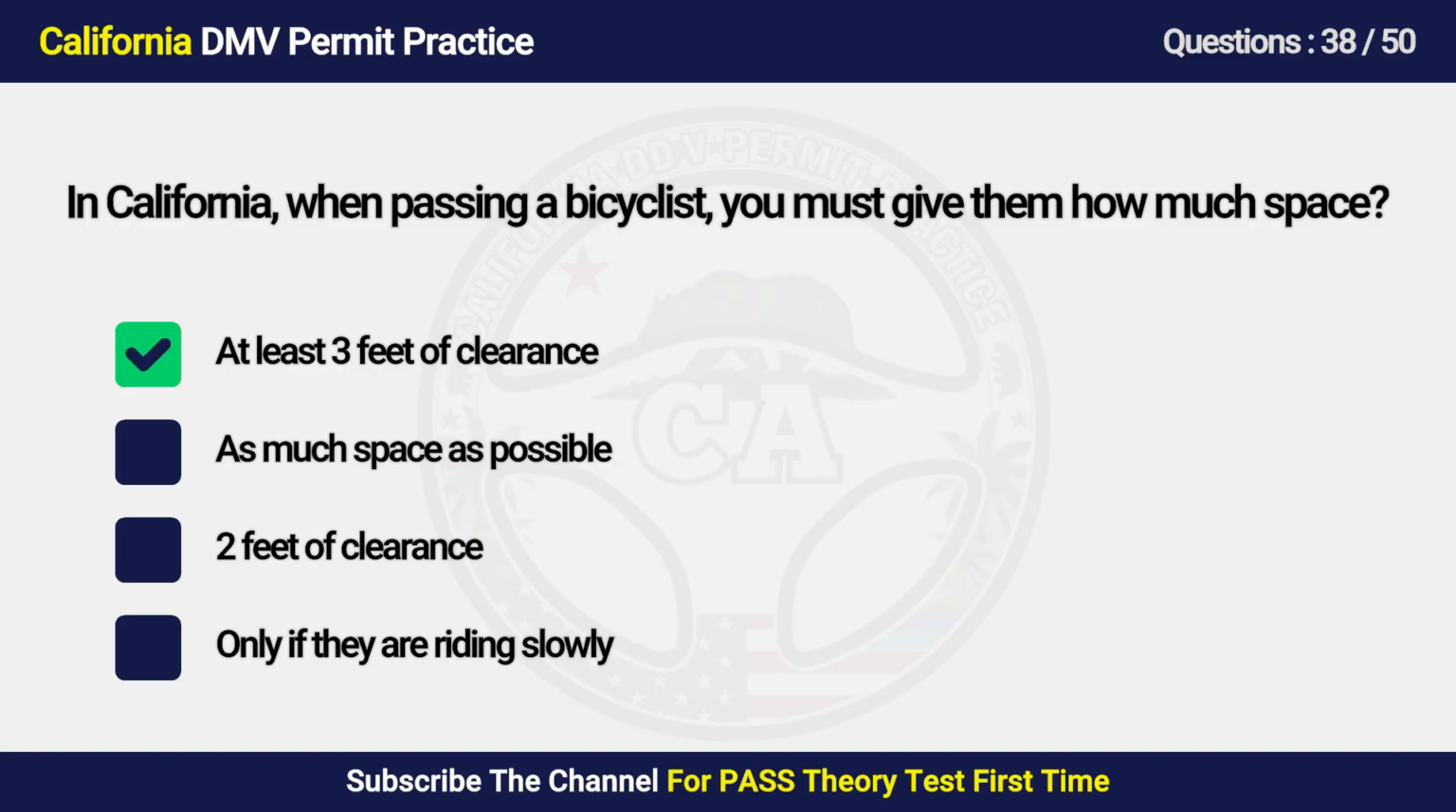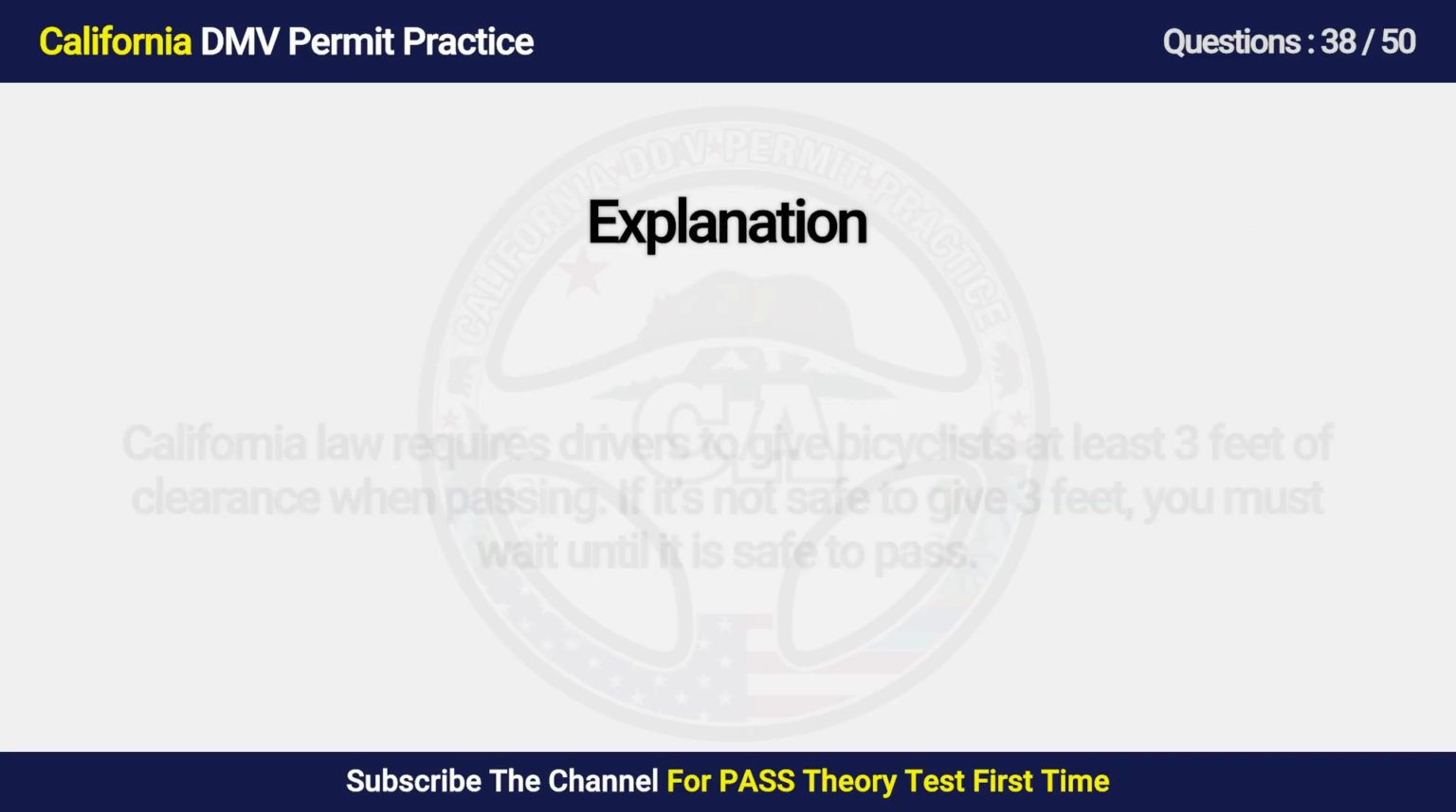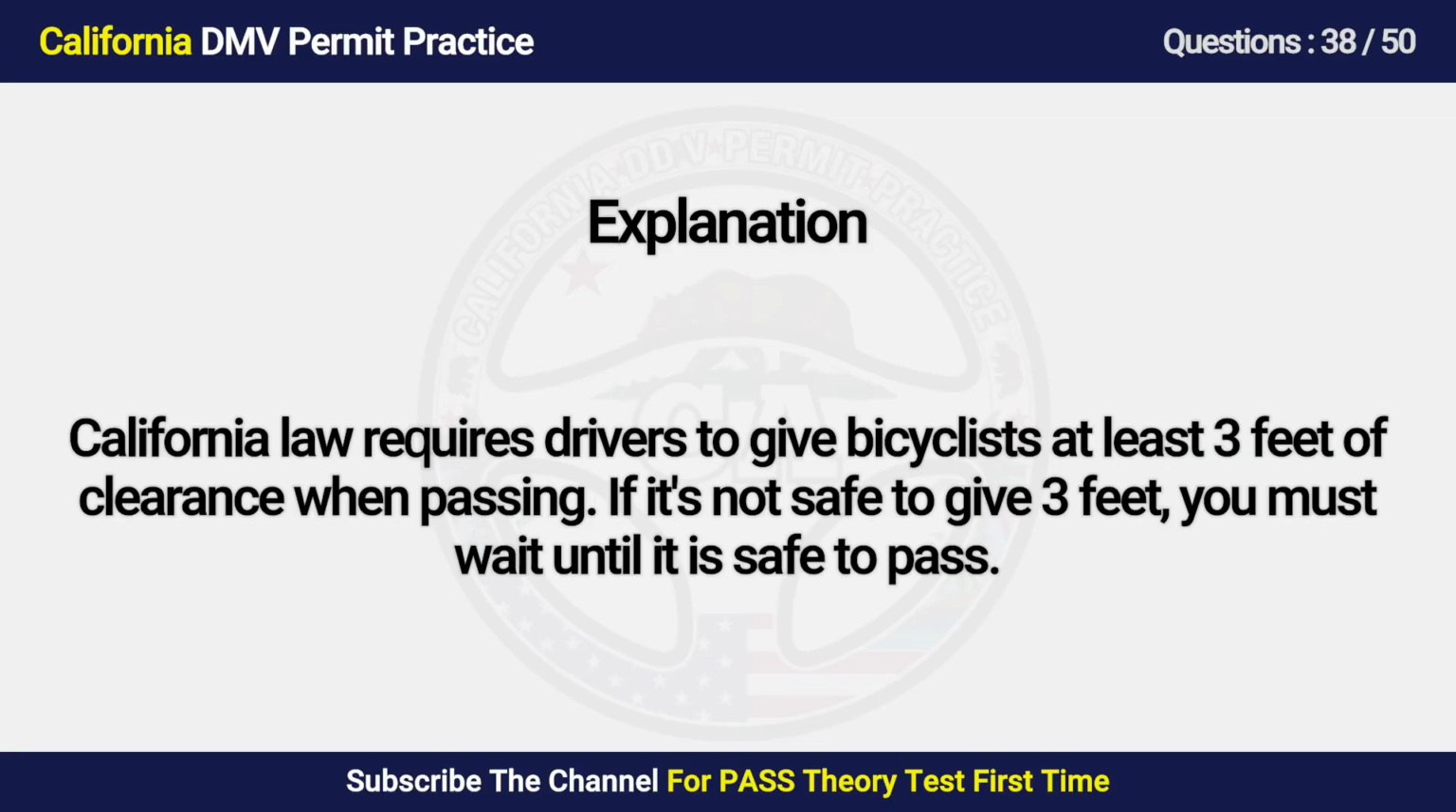Answer is A, at least 3 feet of clearance. California law requires drivers to give bicyclists at least 3 feet of clearance when passing. If it's not safe to give 3 feet, you must wait until it is safe to pass.